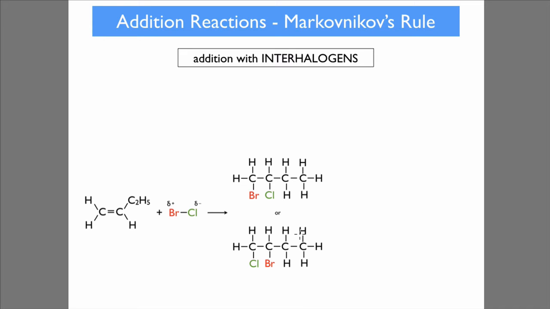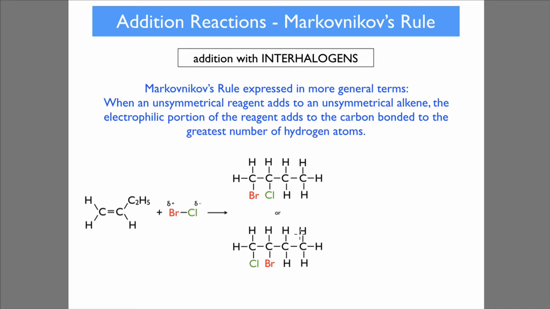So let's have a look at additions with interhalogens in asymmetrical alkenes. Markovnikov's rule expressed in a more general term would be when an unsymmetrical reagent adds to an unsymmetrical alkene, the electrophilic portion of the reagent adds to the carbon bonded to the greatest number of hydrogen atoms. Okay, it's a bit of a mouthful.